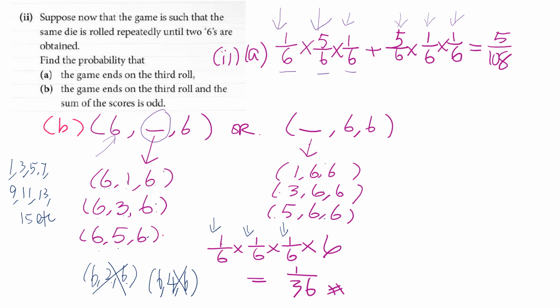Or you can do it like this. The first case is 6, which means 1 out of 6. How many chances of you getting 1, 3, 5? 3 chances, so 3 over 6. And then to get a 6 again is back to 1 out of 6. Plus, second possibility, 3 out of 6 chances times 1 out of 6 times 1 out of 6. You still get the same answer. One over 36.